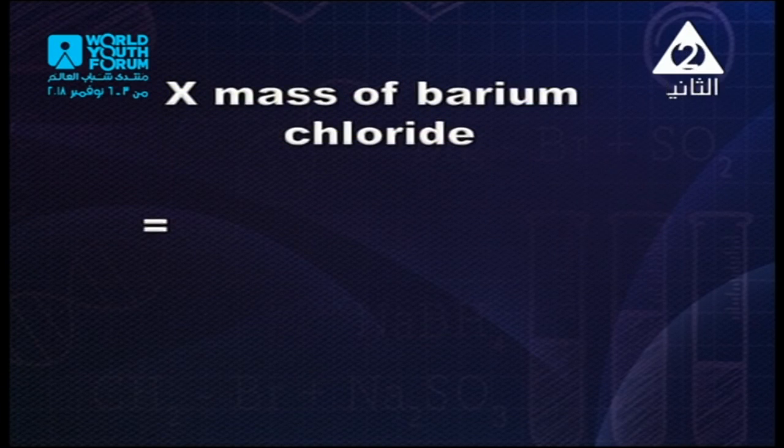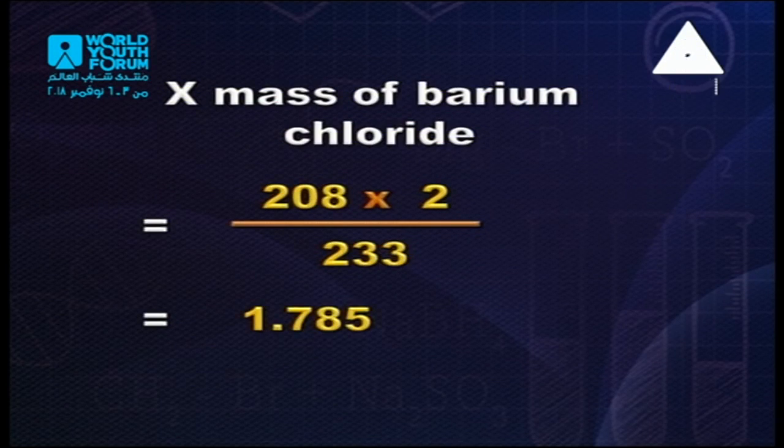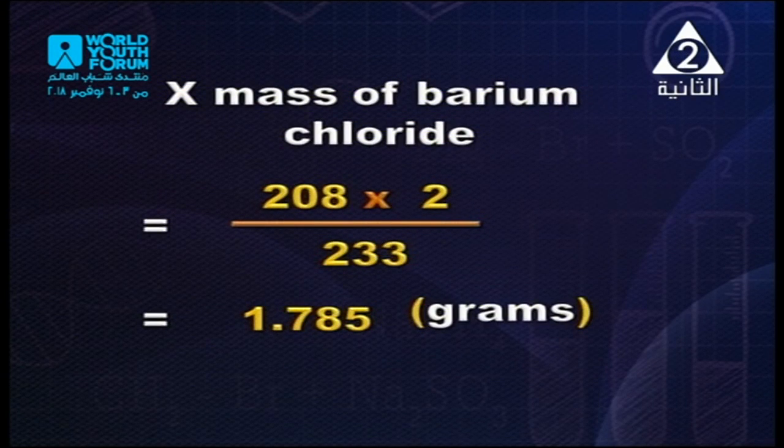Number 2, I can say equal 208 by 2. Do you know from where? Yes, this is the mass number of barium chloride, BaCl2, to give me this result. Now, add it over 233. What is this else? This is also the mass number for the product. My dear, the answer 1.785 grams. It's good to say that, but this is for what? For X mass of barium chloride.